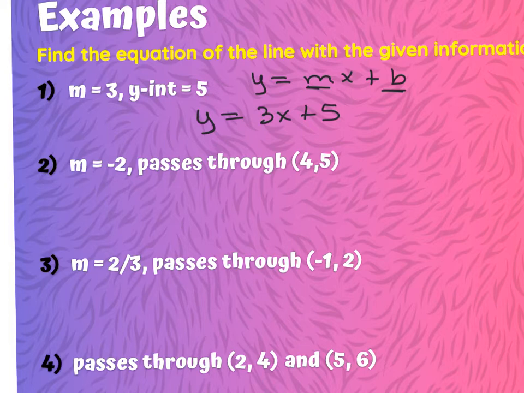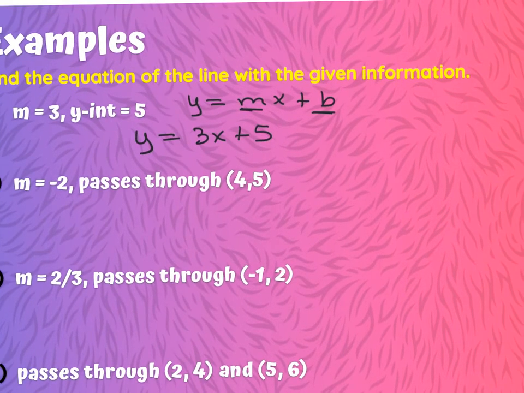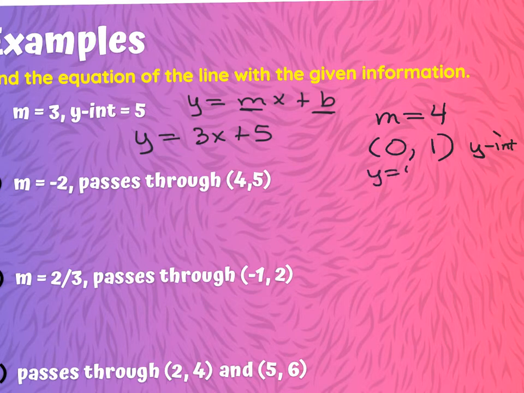When you go to take the test on this, just make sure you're reading which form you're expected to leave your answer in. Now, when you're doing the web-assigned homework, and let's say the question was, given a slope of 4 and an ordered pair of 0, 1, remember that the y-intercept always has a 0 first in the ordered pair.